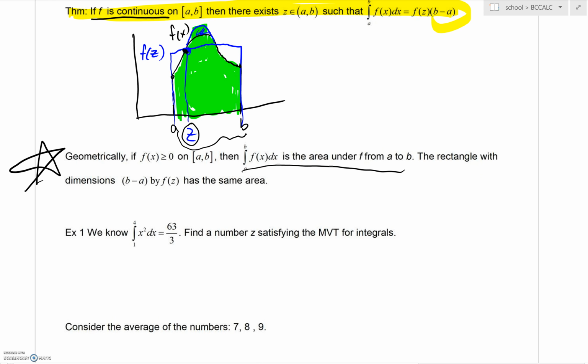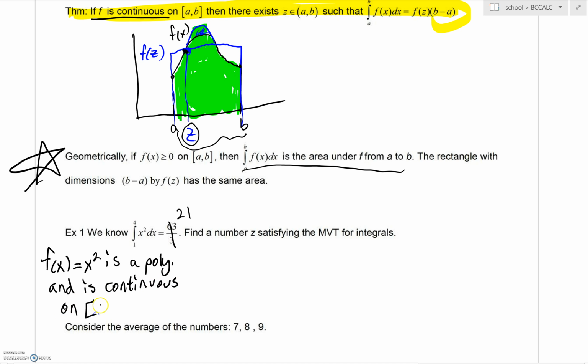So let's take a look at example 1. We're integrating from 1 to 4 of x squared dx. By the way, 63 over 3, it's really 21, isn't it? They're saying, hey, could we find a number z satisfying the mean value theorem for integrals? Well, first off, f of x, which happens to equal x squared, is a polynomial and is continuous on this interval, on the interval from 1 to 4.